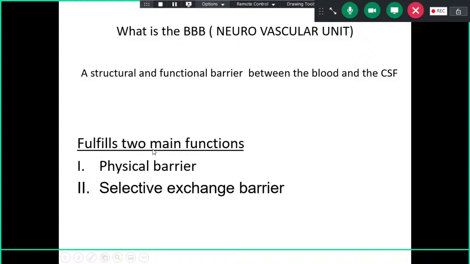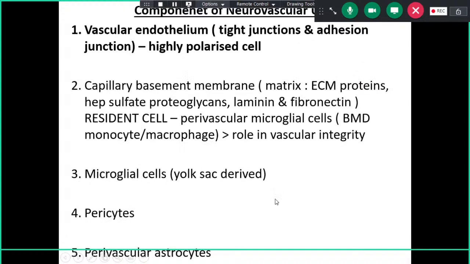So the blood-brain barrier mainly fulfills two functions. That is, it acts as a physical barrier. Secondly, it acts as a selective exchange barrier. What kind of selective exchange barrier? We will talk about the transportation of water and solute across the blood-brain barrier a little later.